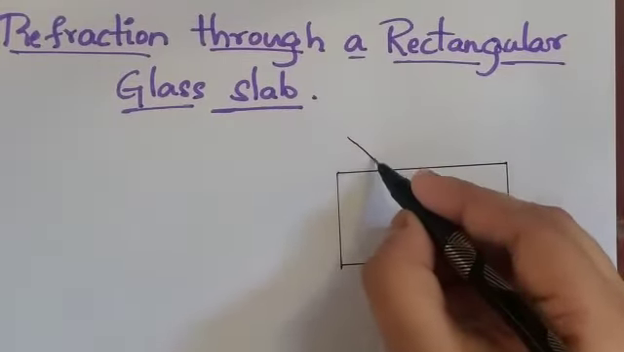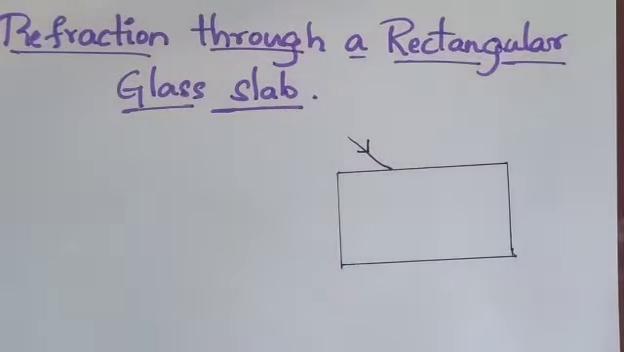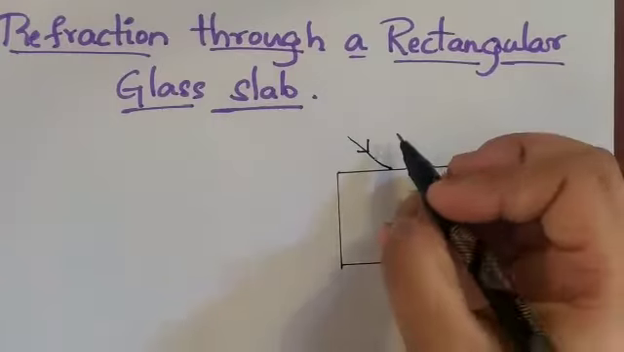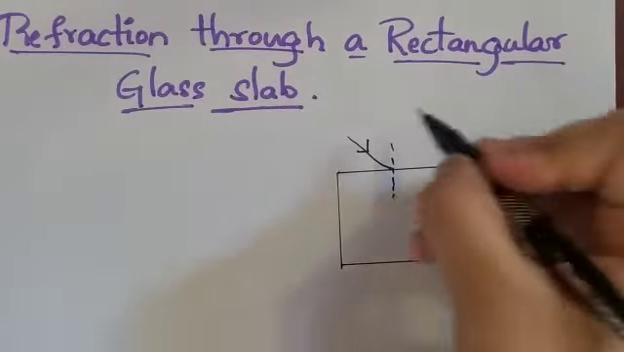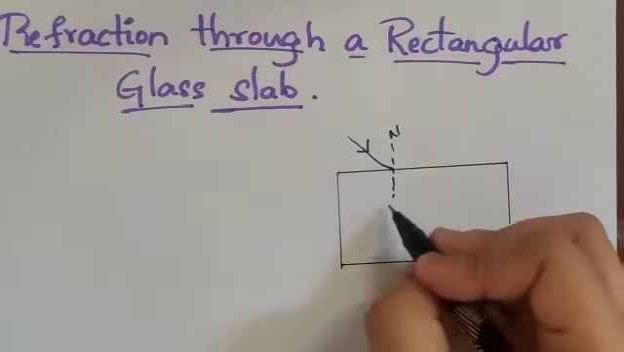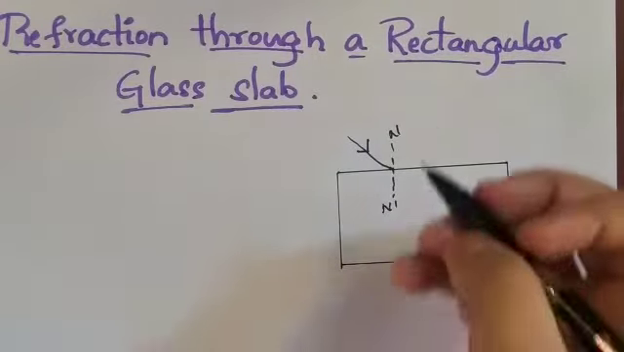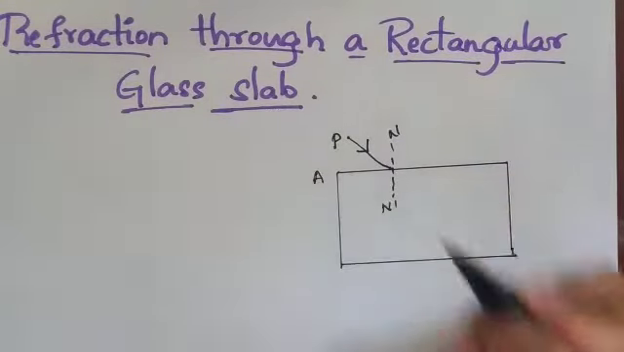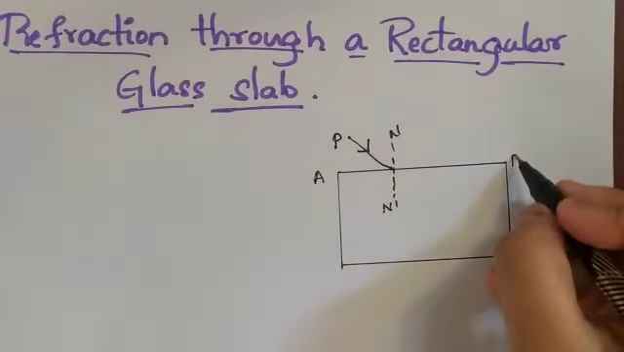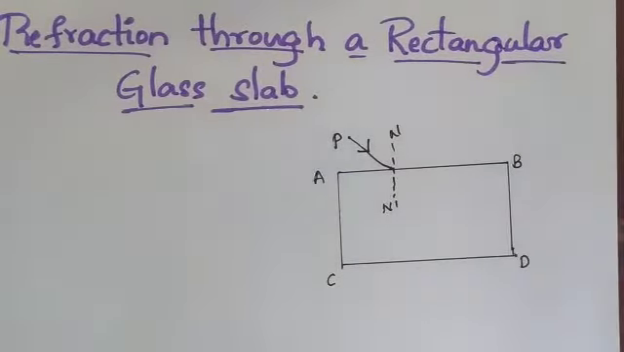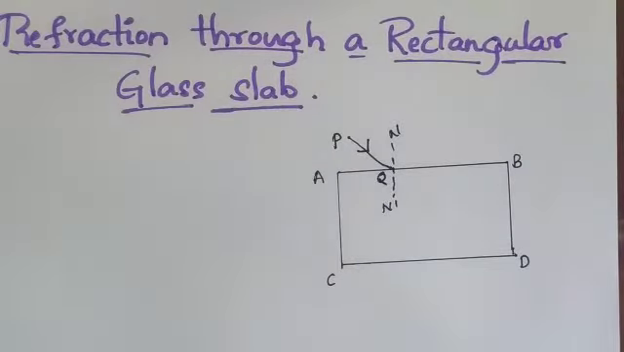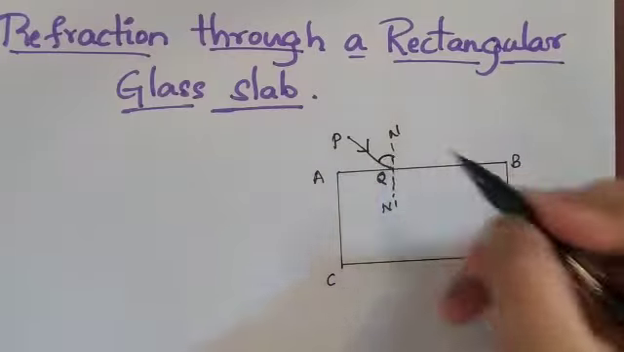So first let us take a light ray, the incident ray, that is passing from rarer medium to denser medium. This is the point of incidence. Let me draw a normal line to this. I am going to denote it as N and N dash, and this I am going to denote as P. Before that, this rectangular glass slab I am going to denote as ABCD, where AB is parallel to CD. Now PQ is the incident ray, and this is the angle between them.